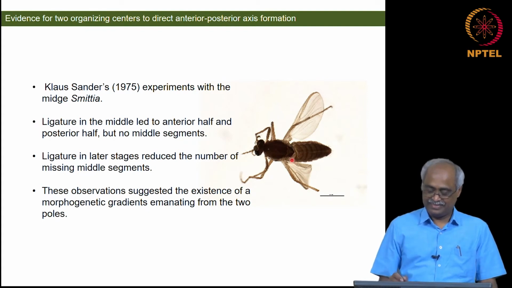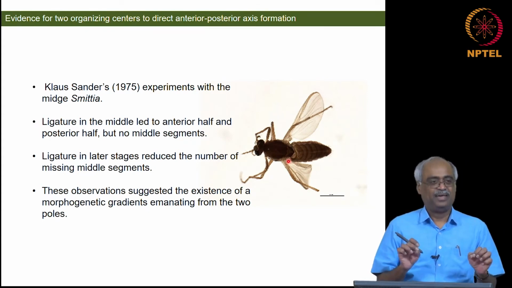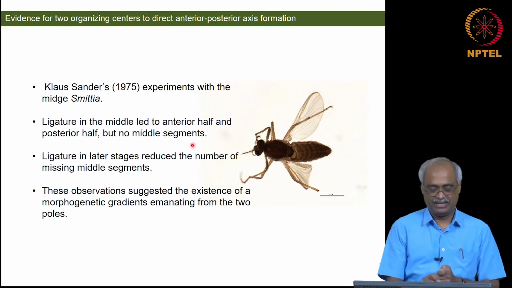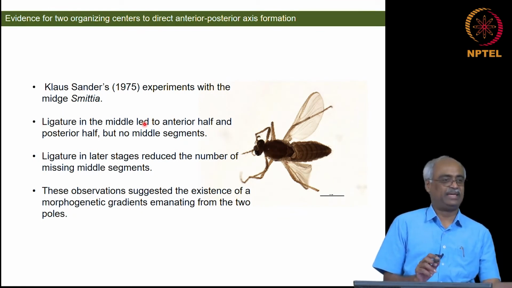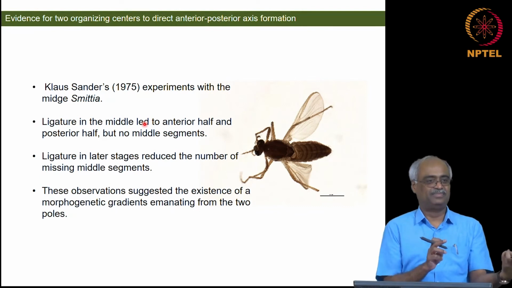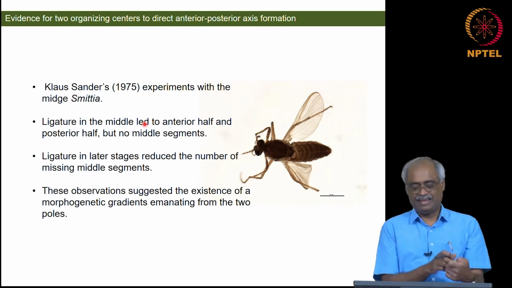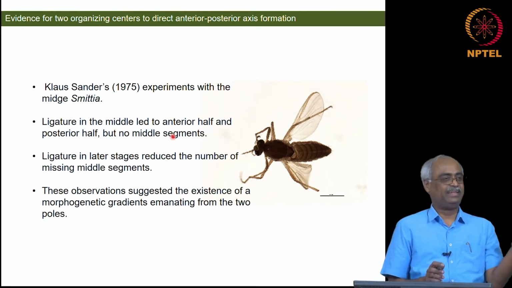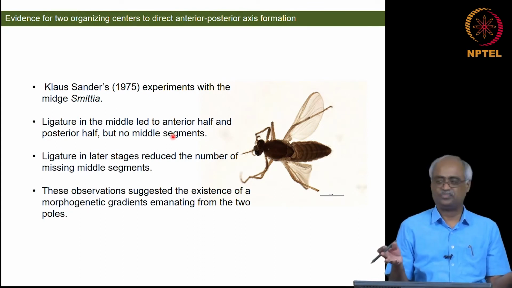Here the interesting experiment they did is they simply took an early embryo and tied a thread, actually a ligature, in the middle of it, so that things of the anterior side can't go to the posterior, and posterior can't go to the anterior. Okay, so they tied it in the middle. Then they realized when they do that, anterior made the anterior, posterior made the posterior, but the middle structures did not form.